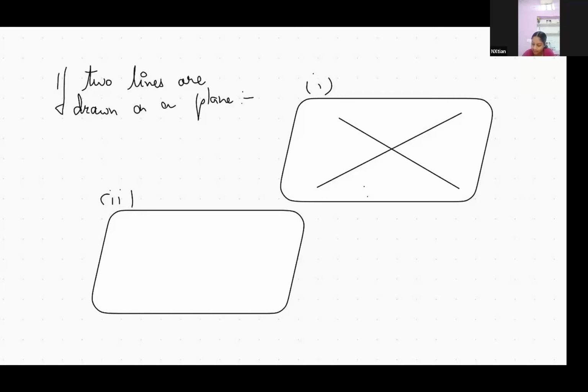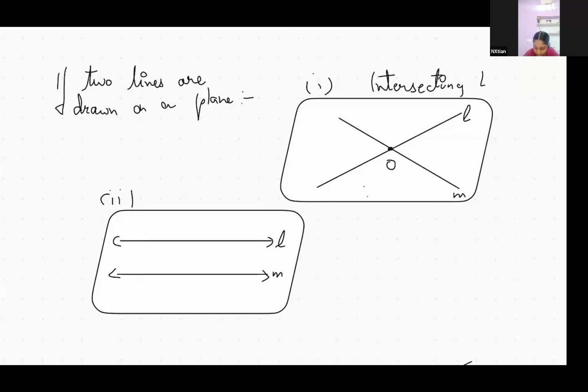Okay, let's name this one L and this one M. They are intersecting at one point. Let's name that point O. Or if two lines are drawn on a plane, they either intersect or they are parallel to each other. Okay, they are parallel lines. This is L, this is M. Ma'am, is there any O point? No, in parallel lines there is no common point. It's known as intersecting lines, and here it's known as parallel lines.